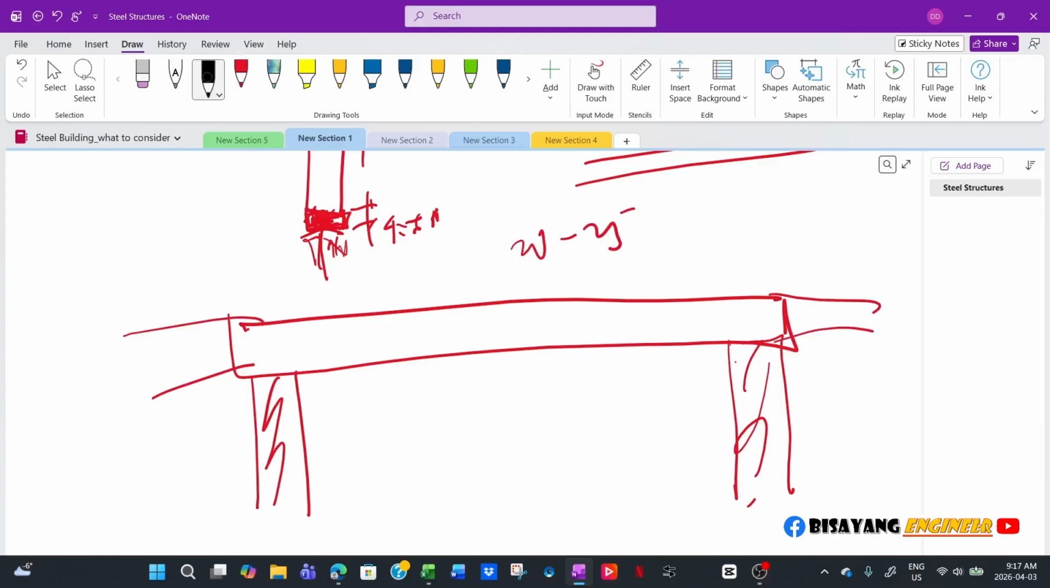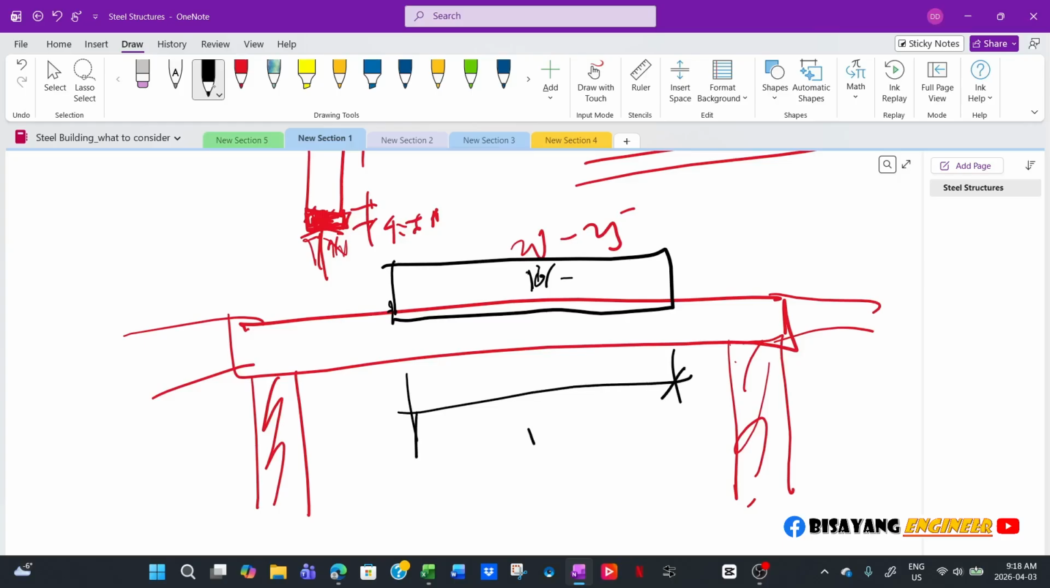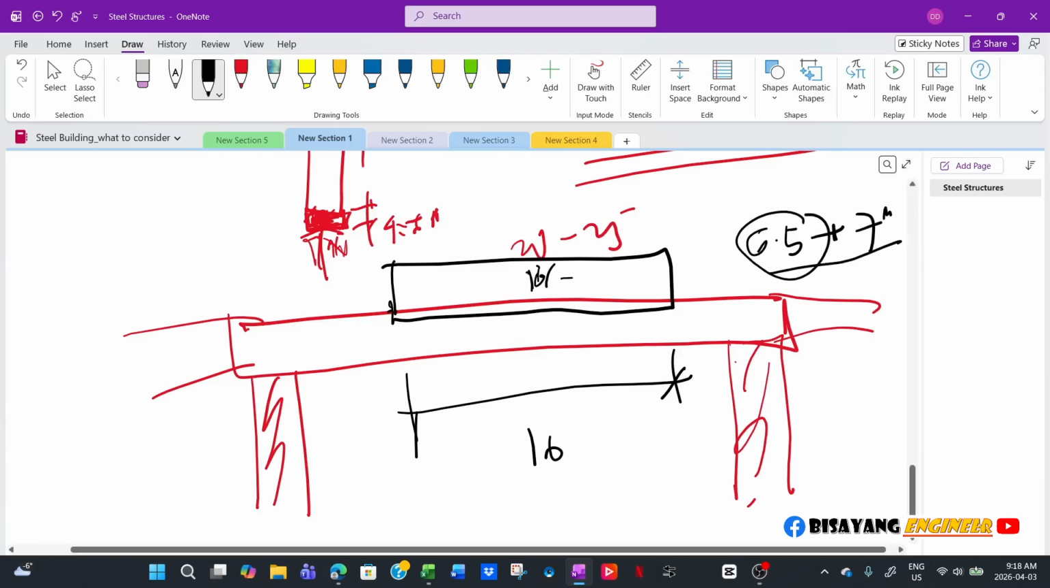So, and then this is your overhead door, the weight of the overhead door, like that one. Say this is 16 feet, a 16 foot wide overhead door. Now, the typical wheelbase of a vehicle is between 6.5 to 7 feet. I've seen 6.5 commonly, sometimes 7 feet, but for the sake of discussion, let's just say 7 feet.